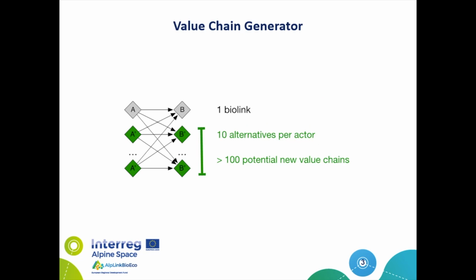The generator itself tries to scale up in the knowledge base. So if we have a biolink from A to B, either from our previous knowledge or because we discovered it in the tool, then we can go with the algorithm into the database and find alternatives for A, alternatives for B, and this nicely scales up, gives us plenty of new possible links in this region between all of these actors.